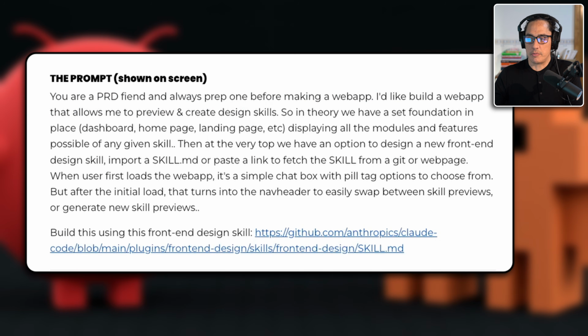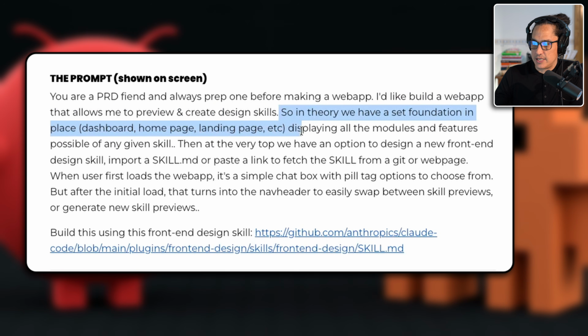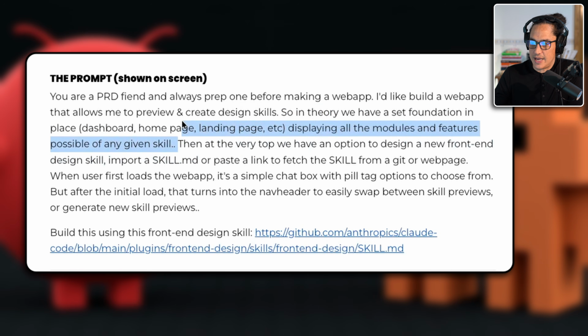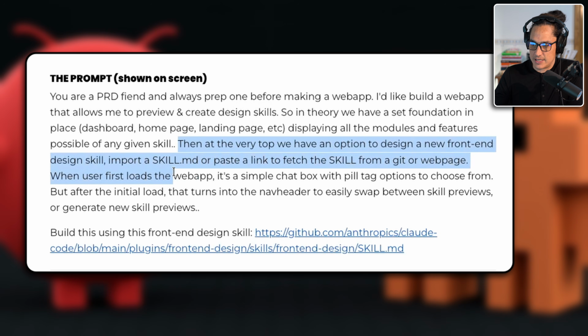All right, here's the prompt for today. You are a PRD fiend and always prep one before making a web app. I'd like to build a web app that allows me to preview and create design skills. So in theory, we have a set foundation in place: dashboard, homepage, landing page, etc., displaying all the modules and features possible of any given skill. Then at the very top, we have an option to design a new front-end design skill, import a skill MD, or paste a link to fetch the skill from a Git or web page.